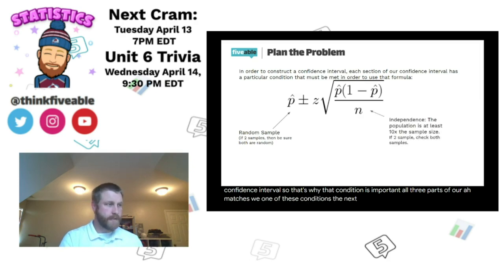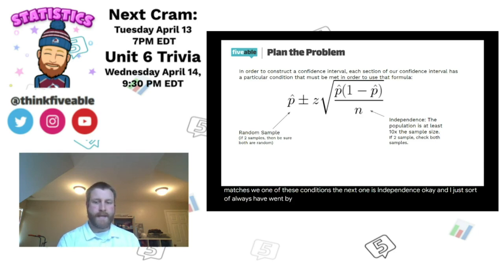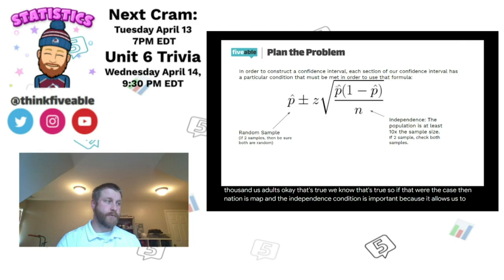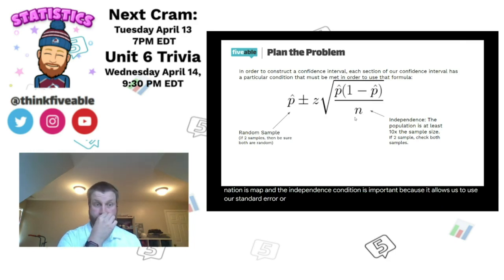The next one is independence. I've always gone by a can statement and said the population is reasonable to believe there is at least, if we took a sample of 1,000, at least 10,000 U.S. adults. We know that's true. If that were the case, then the independence condition is met. And it's important because it allows us to use our standard error or standard deviation formula.